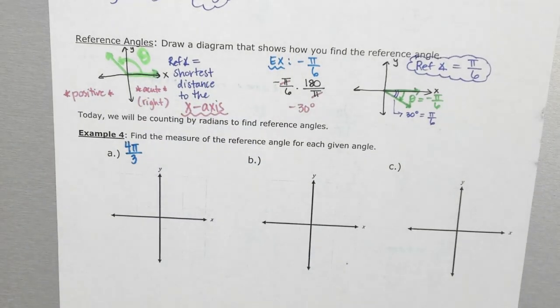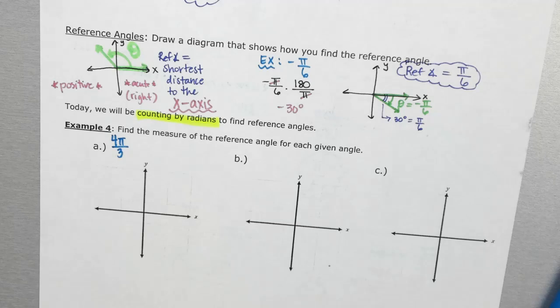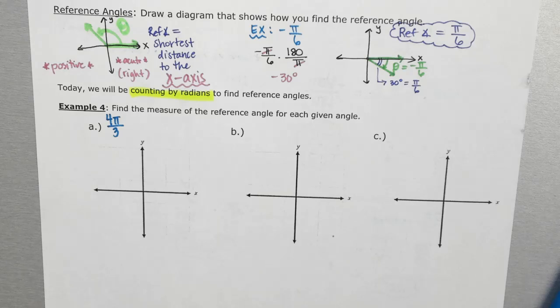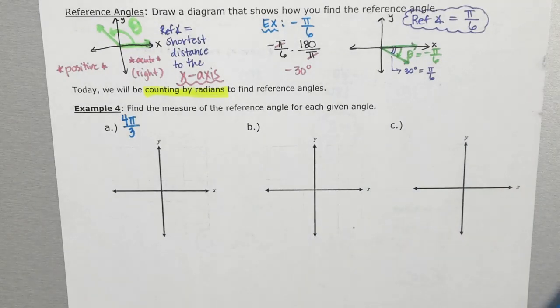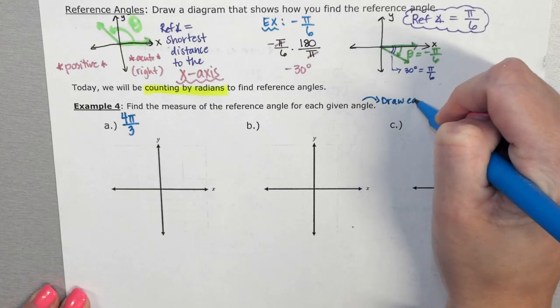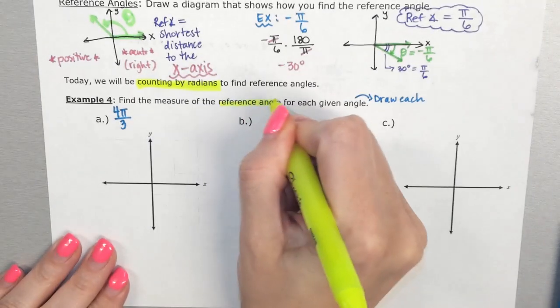All right, so for A, we're going to do 4 pi over 3. We are going to find the measure of the reference angle for each given angle. So I'm going to start showing you how to count by radians. This is going to be some important fundamental skills that are going to help us later on in the chapter. When you're finding the measure of the reference angle, you are going to draw each angle, and then we're going to find the measure of the reference angle.